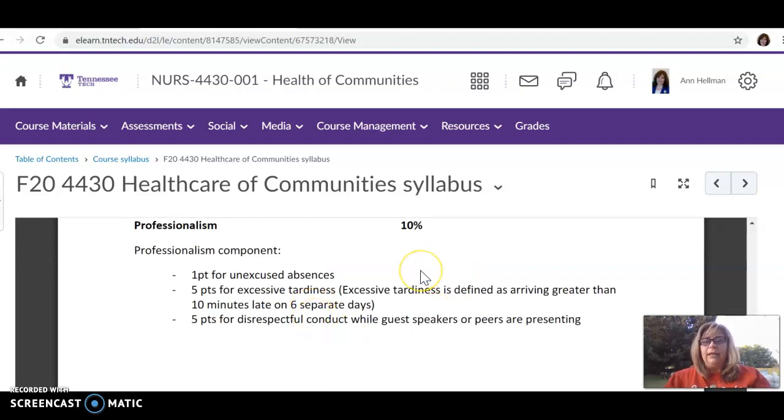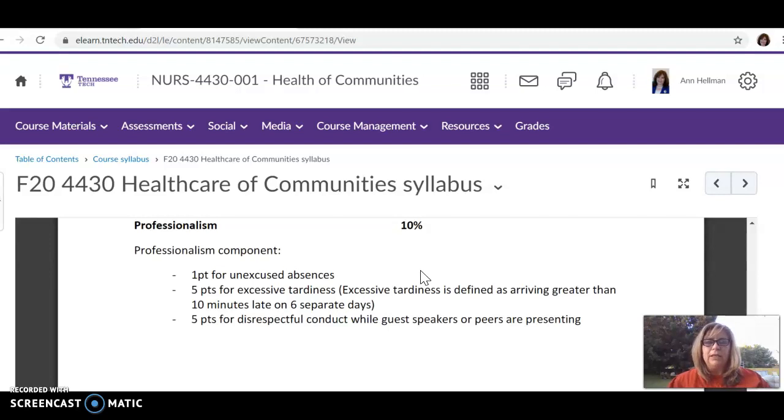Now, one thing that's different about this semester is that your attendance is not mandatory. We're very much more lenient with absences due to the COVID situation. We do not want you coming to class if you think in any way you've been exposed or are sick. So just know that the absenteeism part is not going to be a part of that grade.